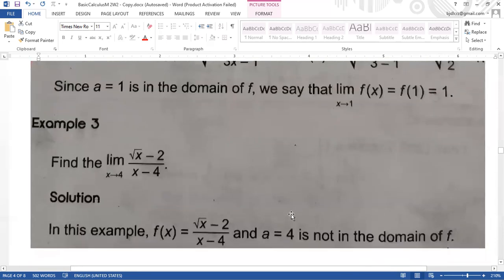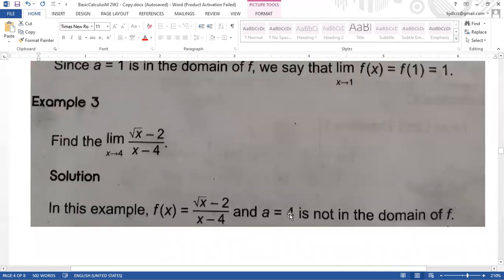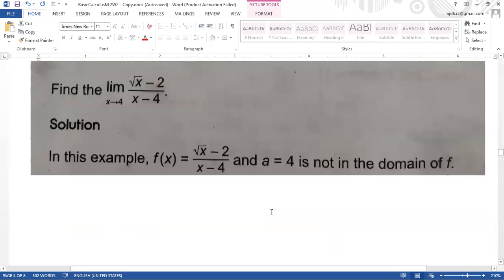Okay. This one is the complicated one. Find the limit of the square root of x minus 2 over x minus 4 as x approaches 4. So in this example, f of x is equal to the square root of x minus 2 over x minus 4. And a is 4, which is not in the domain of f. So it is not in the domain of f.